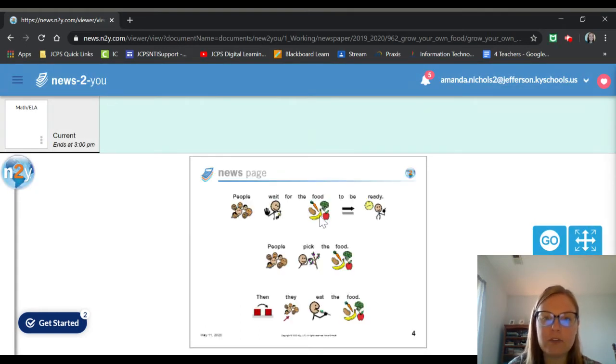People wait for the food to be ready. People pick the food. Then they eat the food.